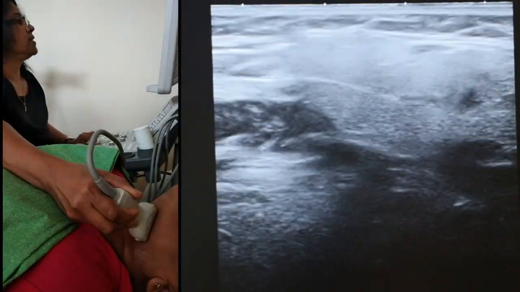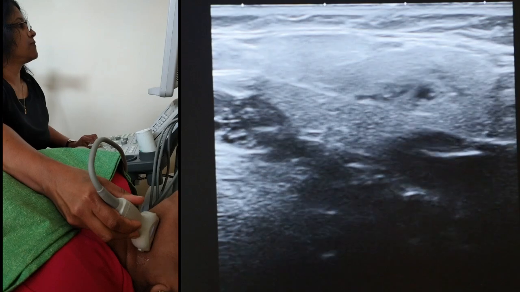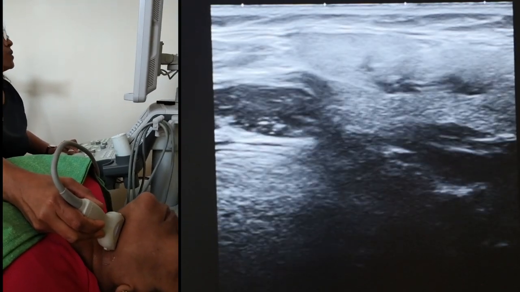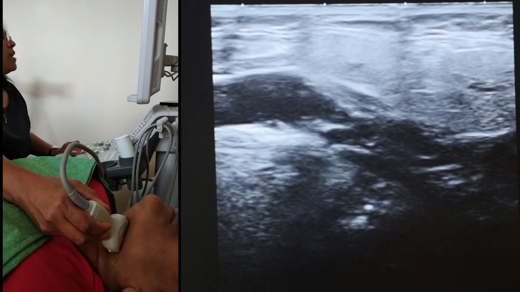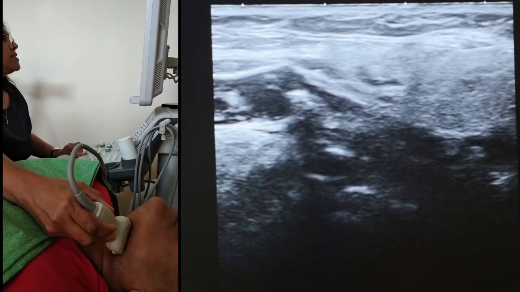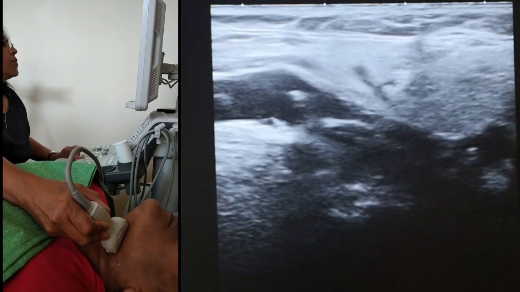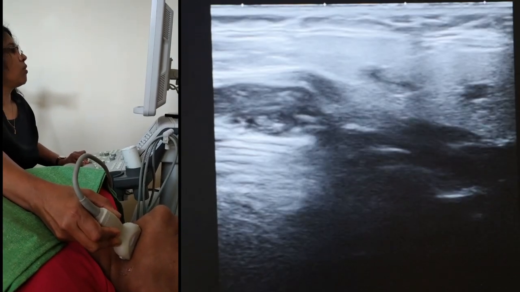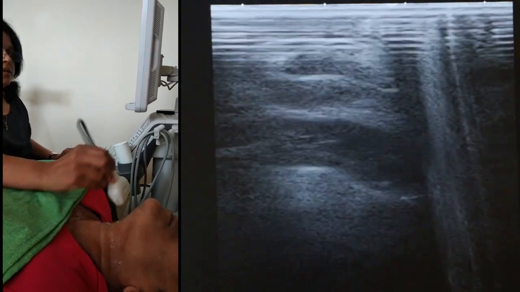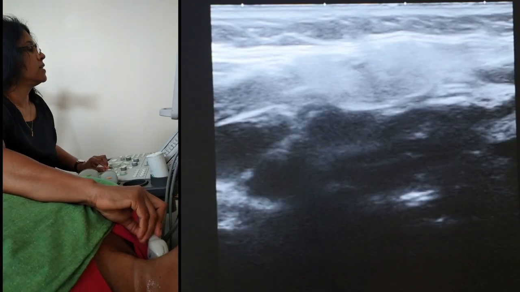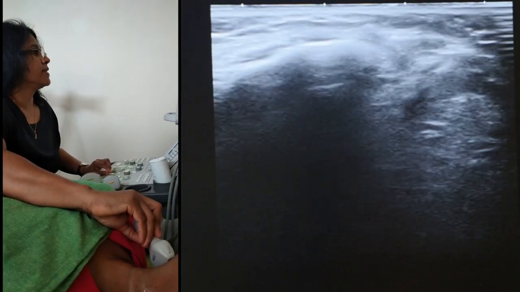And here I am seeing the submandibular gland on the left side. You can see this echo-density, echo-texture similar to the thyroid gland, but usually it is less than the thyroid gland. So again, you can see whether there are focal lesions, an enlarged gland, or lymph nodes. So again, I am checking. This is the right submandibular gland.